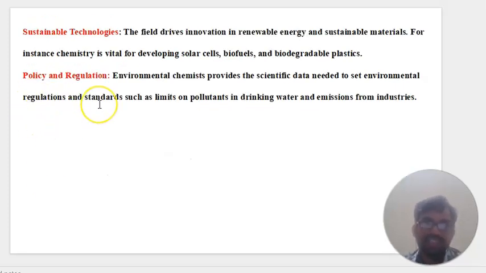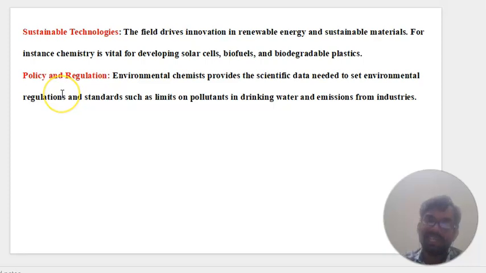Next, you can see sustainable technology is very important. The field drives innovation in renewable energy and sustainable materials. For instance, chemistry is vital for developing solar cells, biofuels and biodegradable plastics.